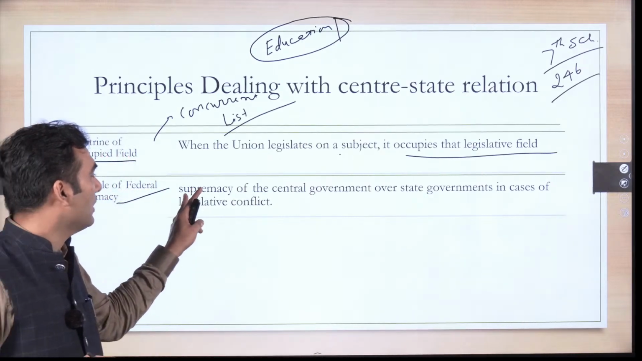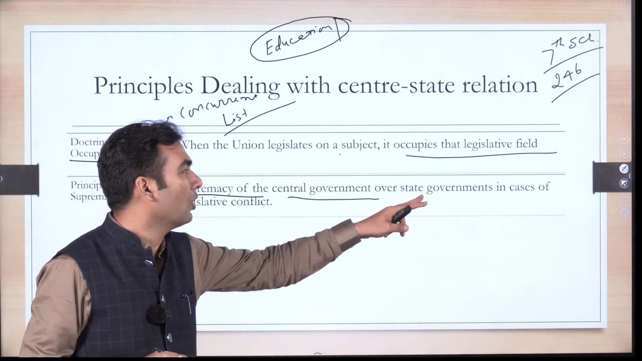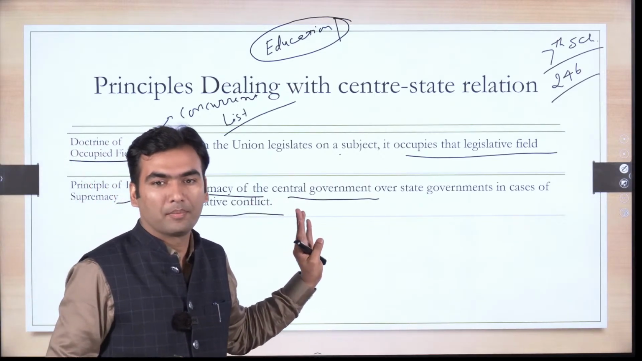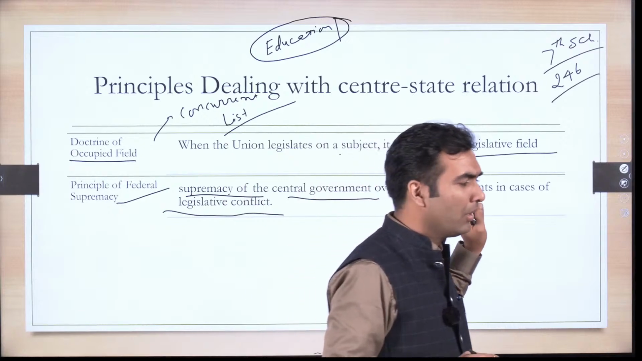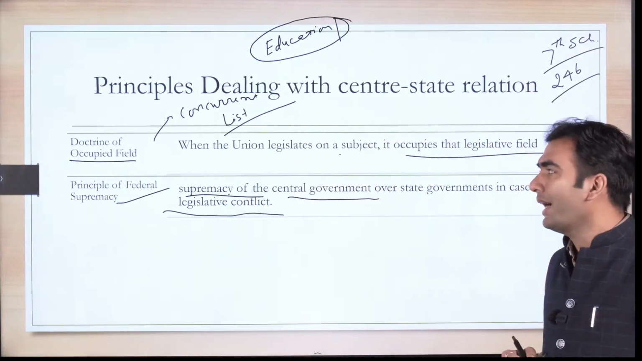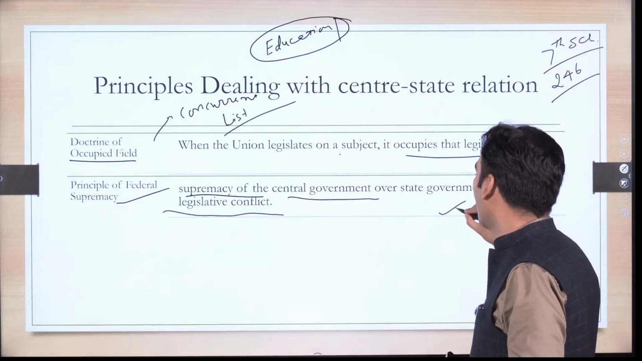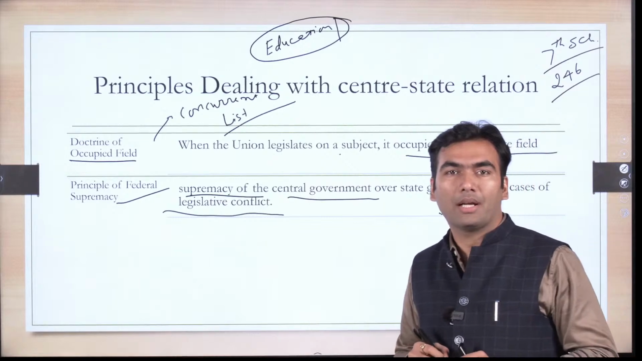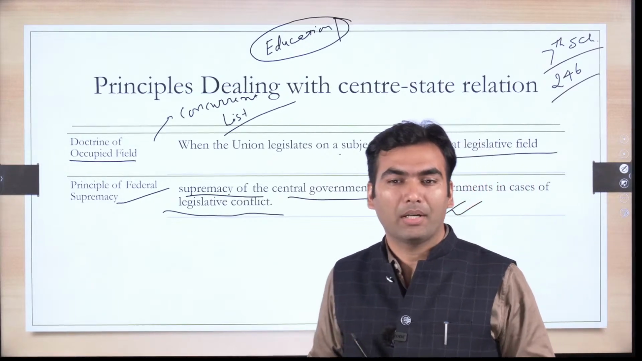Okay, there is supremacy of the central government over state government in case of legislative conflict. Can you tell me one of the articles in our constitution that says that in case there is any conflict, the union law will remain in force and the state law would be null and void?